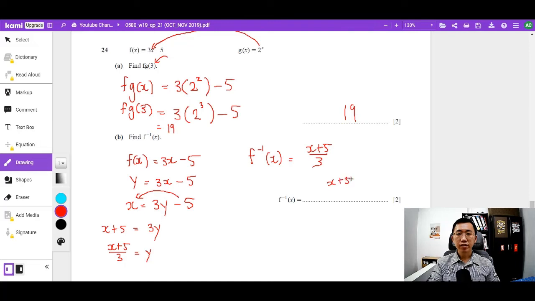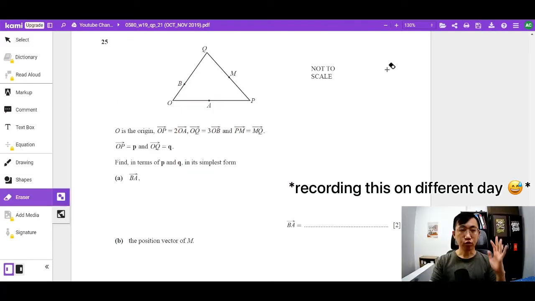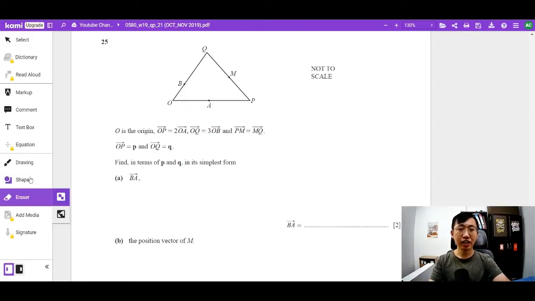That's the requirement of IGCSE, yeah? Right? So that's it. So that's the answer, how to do inverse function. Okay, question 25 now. So this is vector and vector geometry.